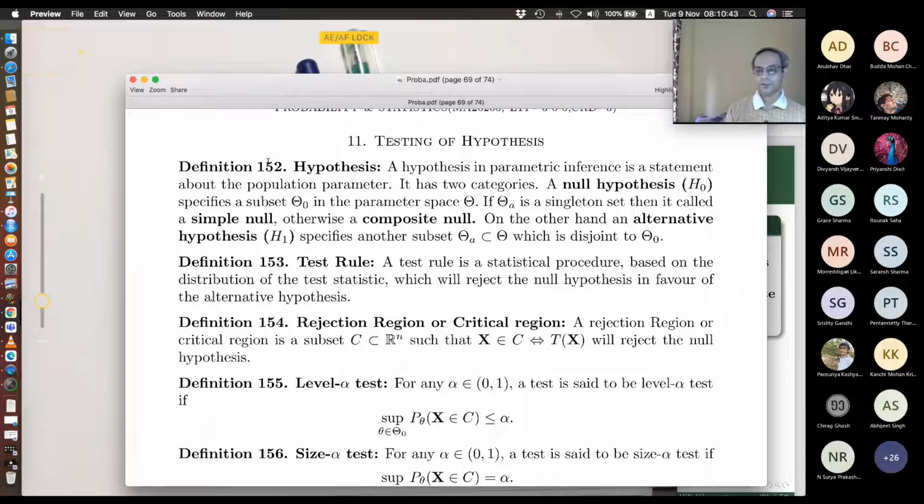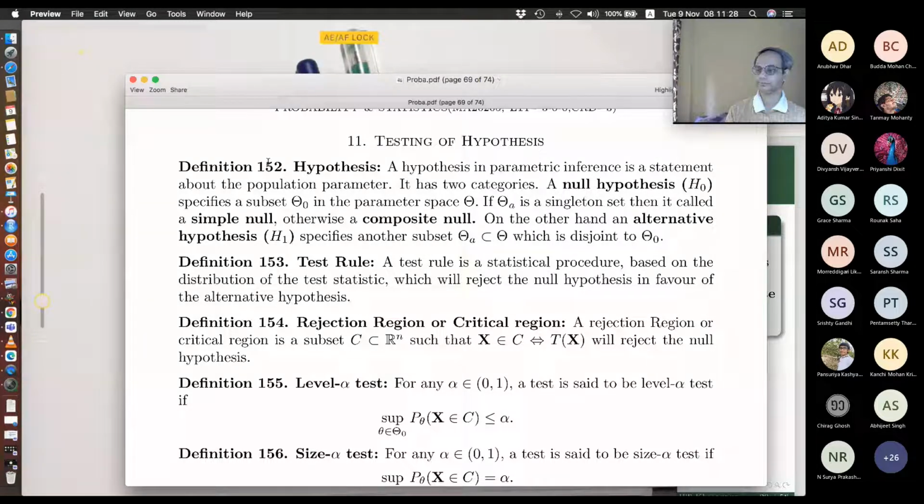Now we derive a test rule, which is a statistical procedure based on the distribution of the test statistic, which will either reject the null hypothesis or not reject the null hypothesis. And when we reject the null hypothesis, we will go by the alternative. So the statement is given in this way: we reject the null hypothesis in favor of the alternative. Okay. So this is the usual framework of null and alternative hypothesis. Any query?